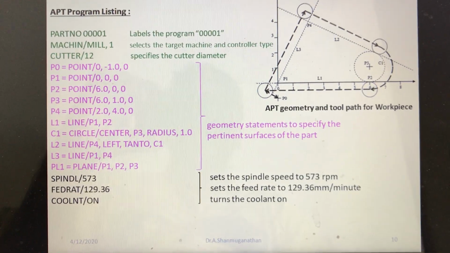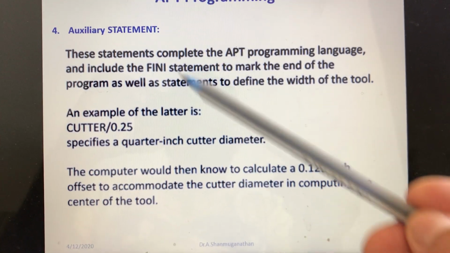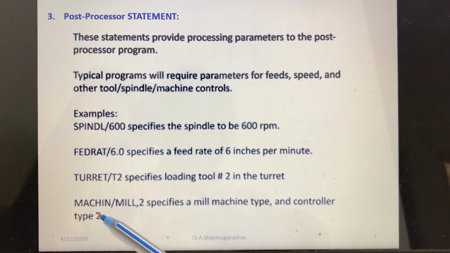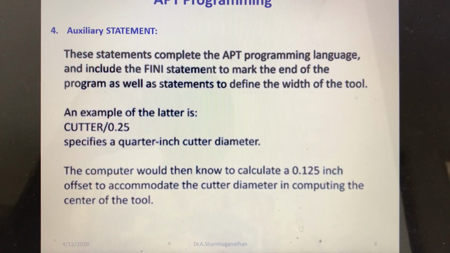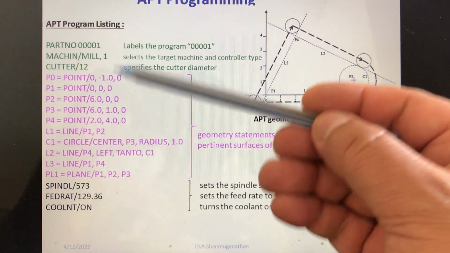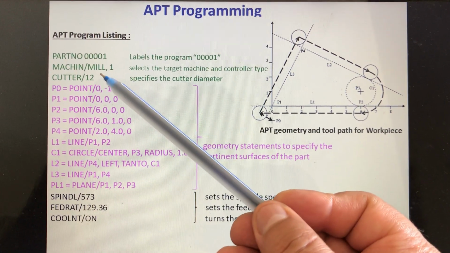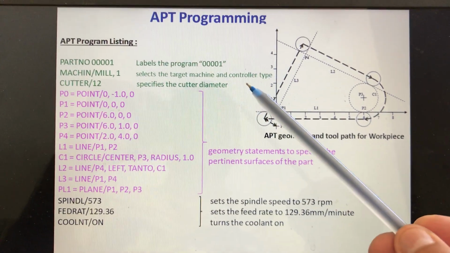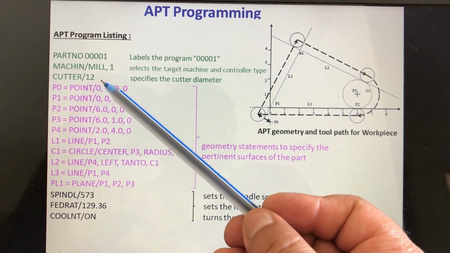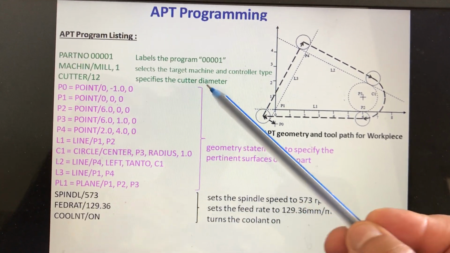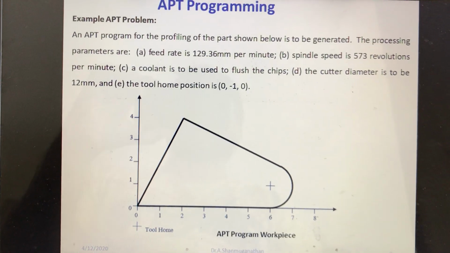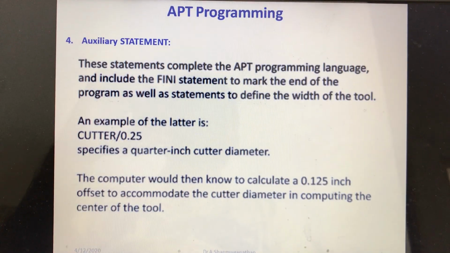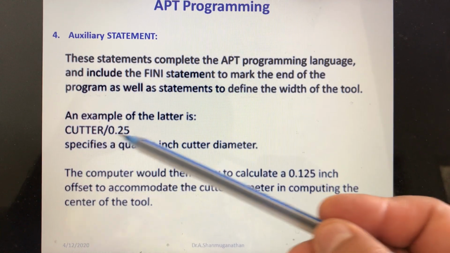As we saw before, this is not an auxiliary statement, it is a post processor statement. We have a machine and its type of machine. So this is a post processor statement, which comes around in the setup phase. So machine slash mill comma 1, the type of control is 1. I've given you, it selects the target machine and controller type, then cutter comma its diameter, cutter slash 12 means 12 is its diameter, right? So the cutter diameter given is 12, so we write the cutter diameter. So cutter diameter is an auxiliary statement, cutter slash diameter.